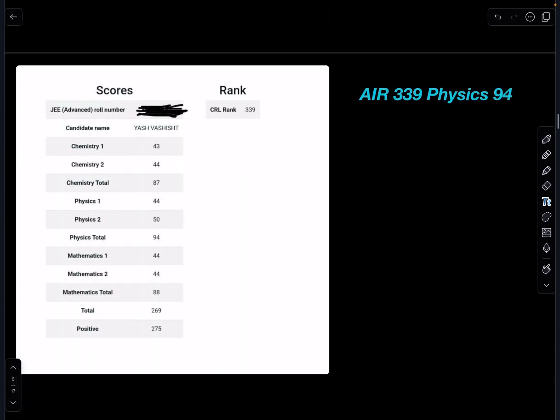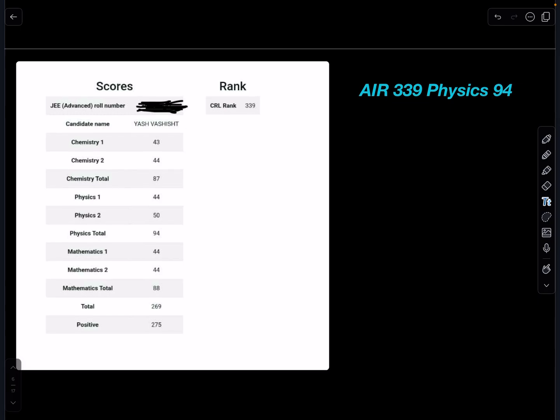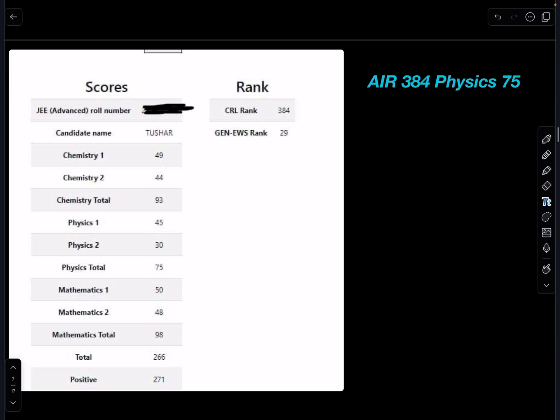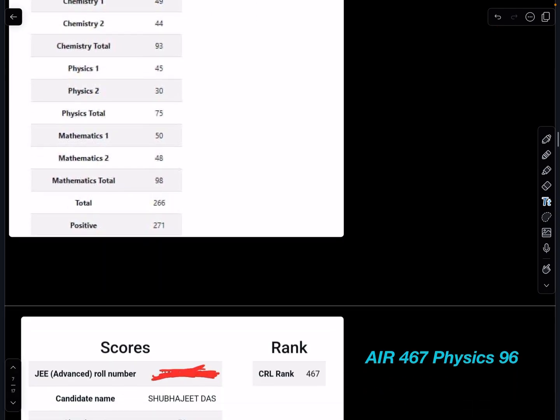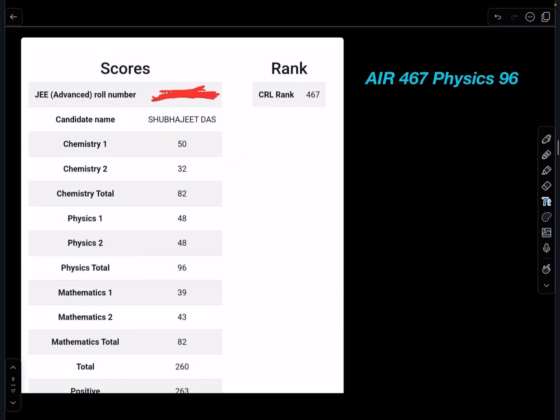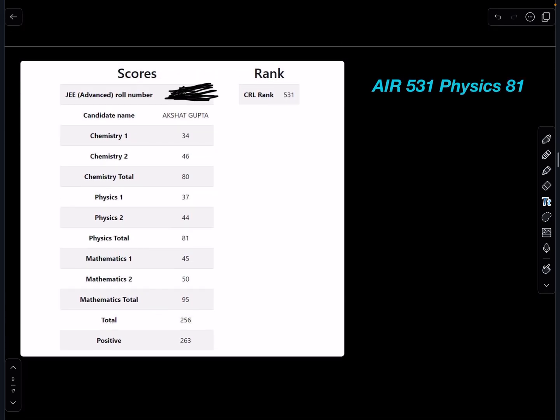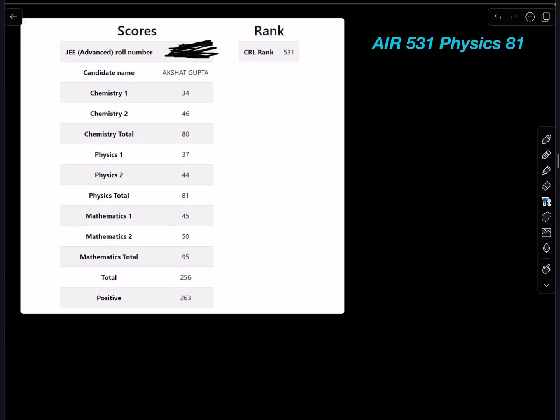Then we have Yash, and Yash has done a wonderful job, All India rank 339, and physics score is 94. And then we have Tushar, All India rank 384, physics is 75. And then we have Shubhajit, and All India rank 467, physics score is 96. Then we have Akshat Gupta, and All India rank 531, physics score is 81. So total score was 256.